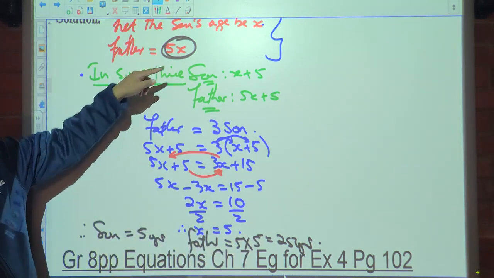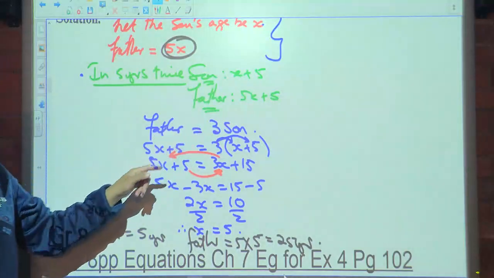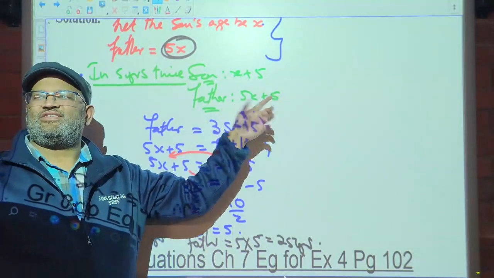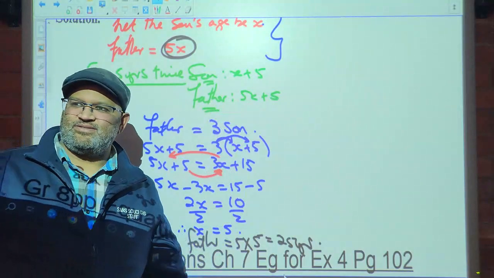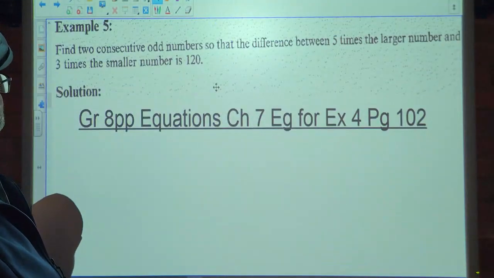In 5 years' time, the son will be x plus 5, which is 10. The father will be 25 plus 5, which is 30. Which makes sense. Okay. Let's look at the last one.